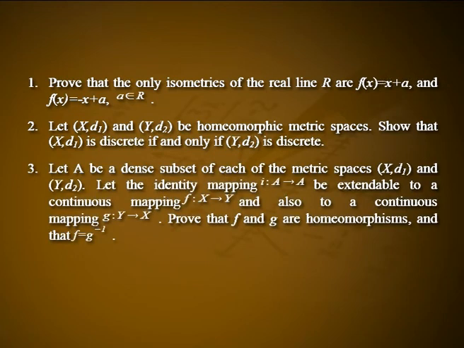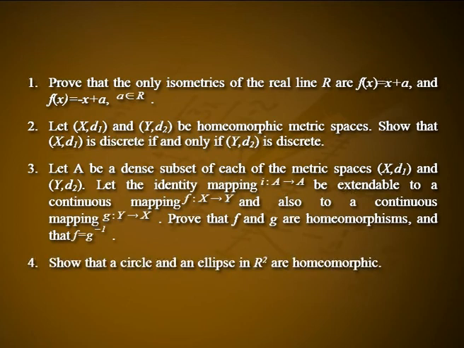Third one, let A be a dense subset of each of the metric spaces (X, d1) and (Y, d2). Let the identity mapping I from A to A be extendable to a continuous mapping f from X to Y and also to a continuous mapping g from Y to X. Prove that f and g are homeomorphisms and that f is equal to g inverse. Fourth one, show that a circle and an ellipse in R2 are homeomorphic.